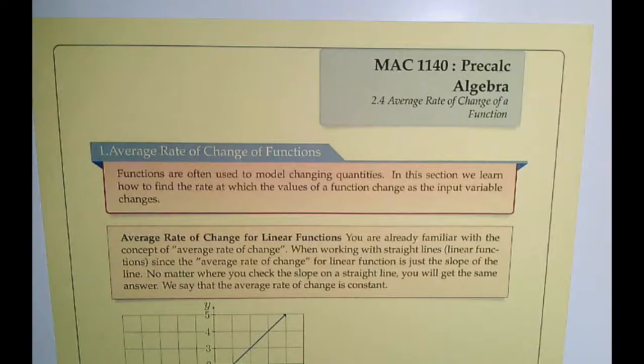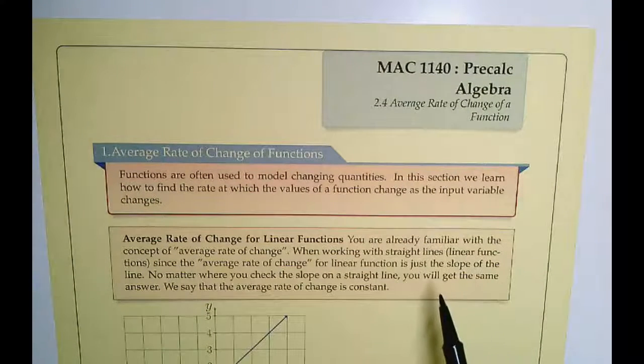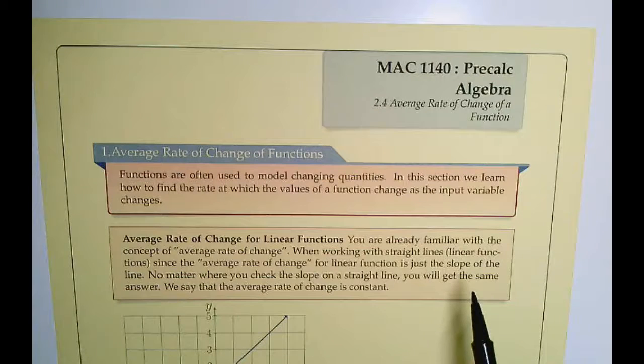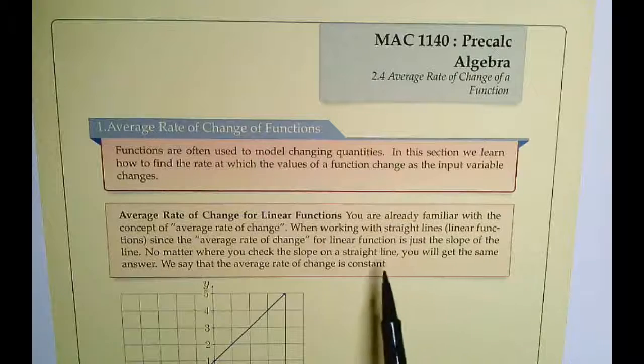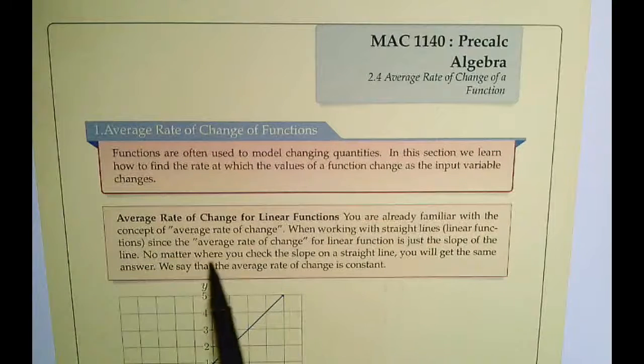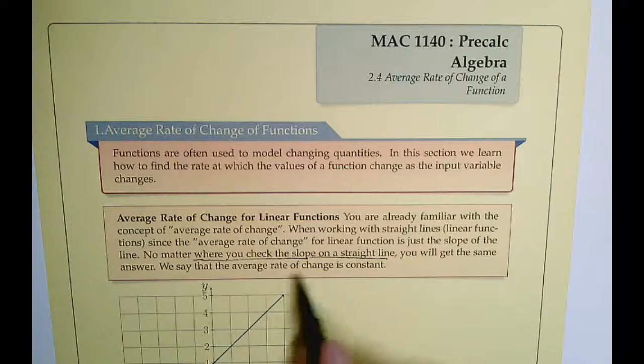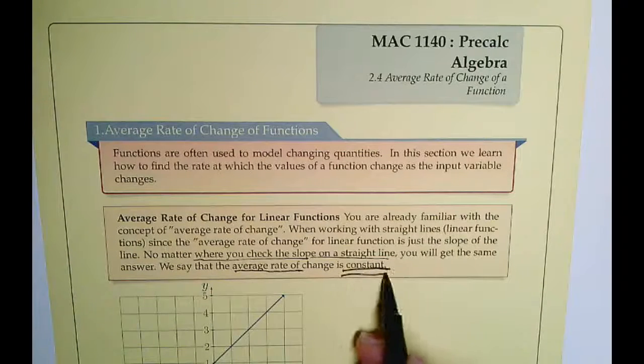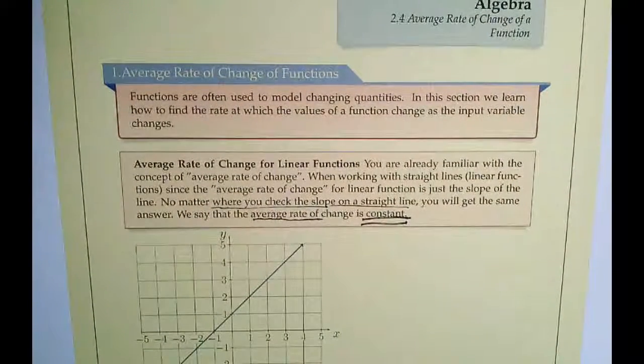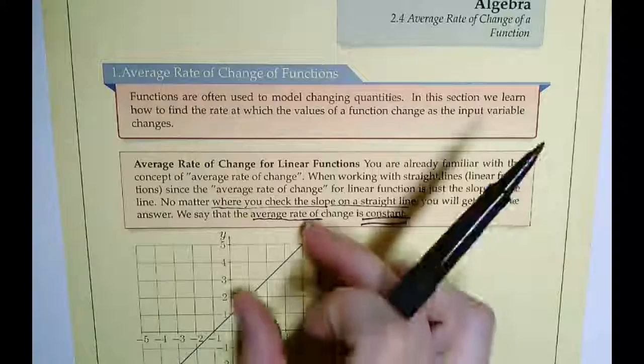So, you are already familiar with the concept of average rate of change because when we worked with linear functions, we calculated average rate of change, which was just the slope of the line going through the 2 points that we are interested in finding the average rate of change for. So when you have a linear function, no matter where you check the slope on the straight line, you're going to get the same answer because the slope is the same. So what we say is that the average rate of change is constant. So the function changes the same anywhere you look, on any portion you look.